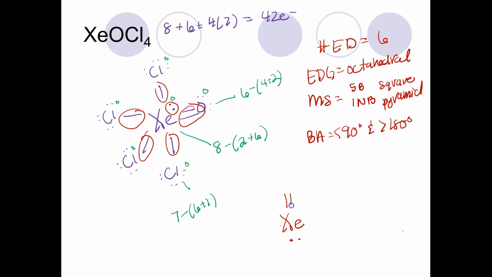But if you wanted to redraw it to where it looked closer to the real shape, this is what it would look like with the dots around the chlorine. So these 4 chlorines would be flat on the ground in kind of like the shape of a T, with the double bond to an oxygen pointing straight up. Okay, let's go on to PF3.